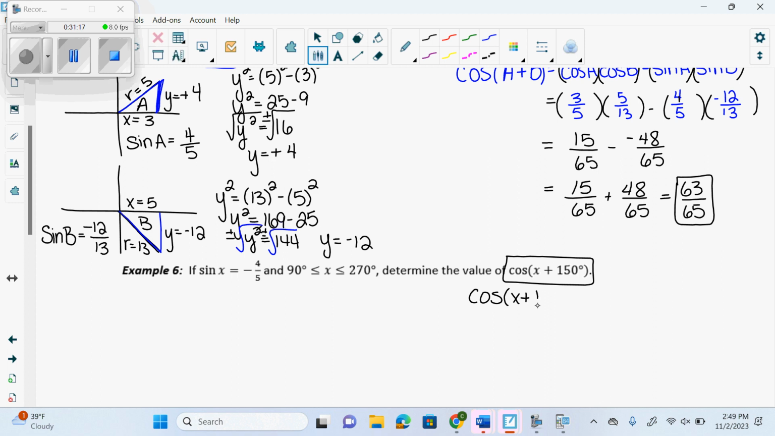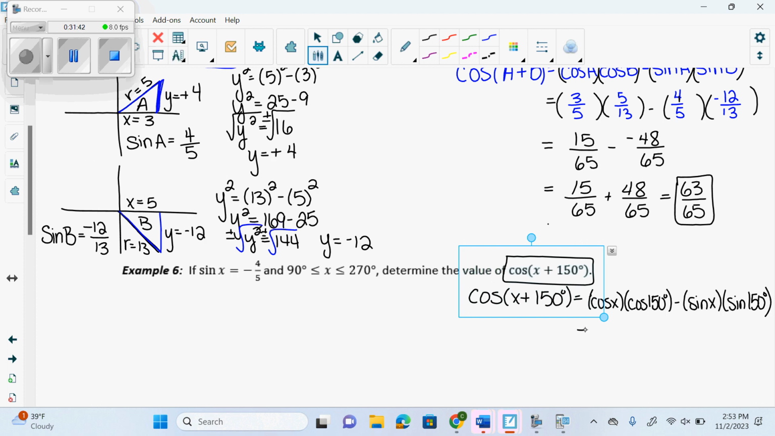So draw out your formula first. All right. So we get cos x, cos 150 degrees, minus sine x, sine 150 degrees. We can get 3 of these without doing any work. Cos of x is not given to us, so there we go. That's the one we have to solve. I need to write it.